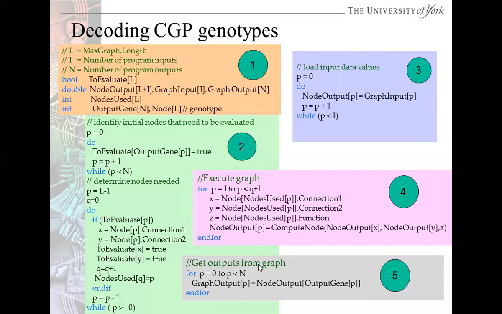Final step is to get the outputs from the graph. So you just go through all the output genes and look at what the value is of node output at those points, and those will be the outputs from the CGP graph.